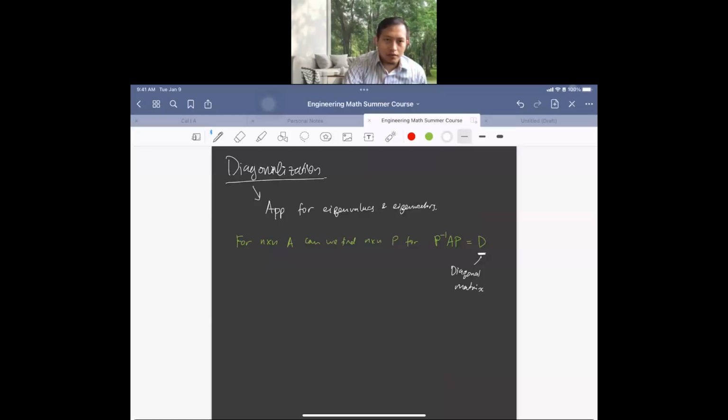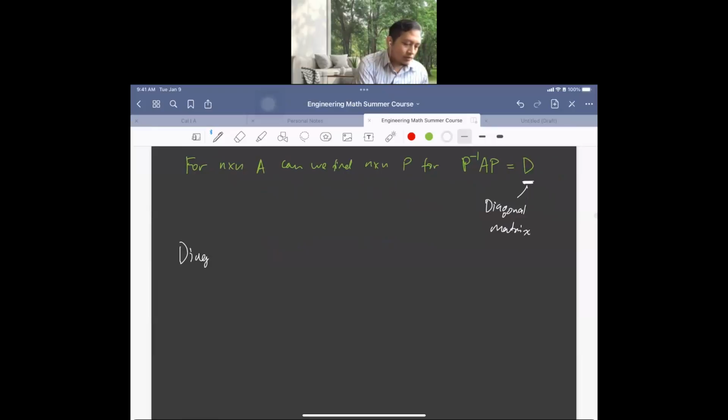Okay, maybe we can start with this. Let me write that diagonalization involves taking a matrix and writing it as a product of matrices.